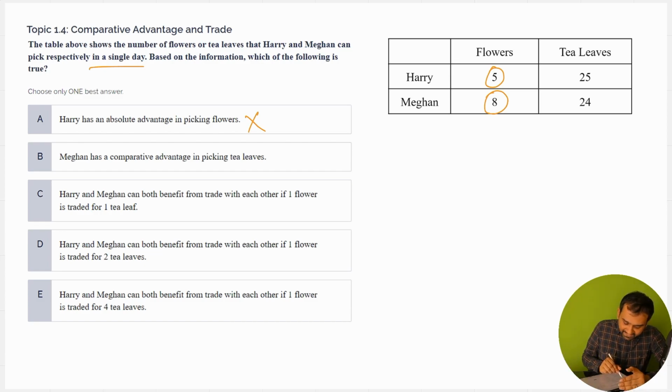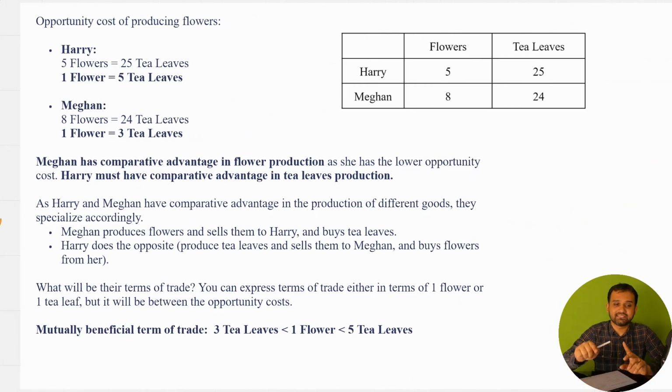Option B says Meghan has a comparative advantage in picking tea leaves. Meghan would have comparative advantage in picking tea leaves if she produced tea leaves at a lower opportunity cost than Harry. So to figure this out, we need to find the opportunity cost of producing tea leaves for both Meghan and Harry and find who has the lower one. If Meghan has the lower one, then B would be correct. If she doesn't have the lower one, then B would be incorrect. Now, instead of actually looking for the opportunity cost of picking tea leaves, I will do something different here. I will try to find the opportunity cost of producing flowers for both Harry and Meghan, and I will explain why I did that a bit later. But let's see how that works.